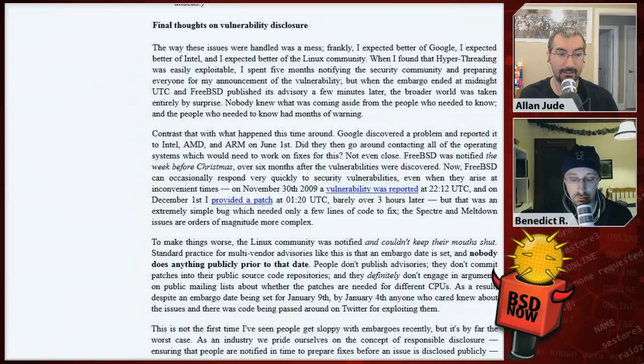Contrast that with what happened this time around. Google discovered the problem and reported it to Intel, AMD, and ARM on June 1st.